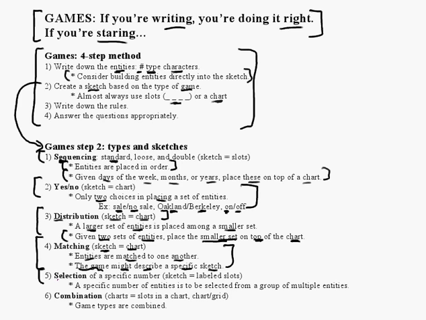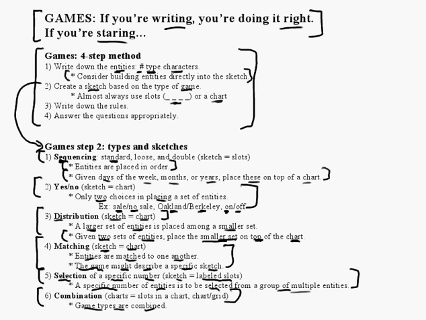Number 5, selection of a specific number. The sketch there is going to be labeled slots, and that's where a specific number of entities is to be selected from a group of multiple entities. That can get a little bit tricky. And then finally, a combination game, where the game types are combined. So that's step 2, the types and sketches, and obviously during the tutoring, I go through all types of sketches. You do want to know how to do all 6 of these.